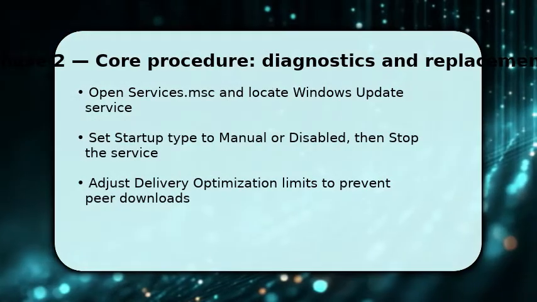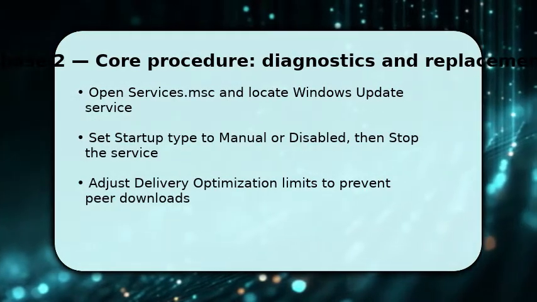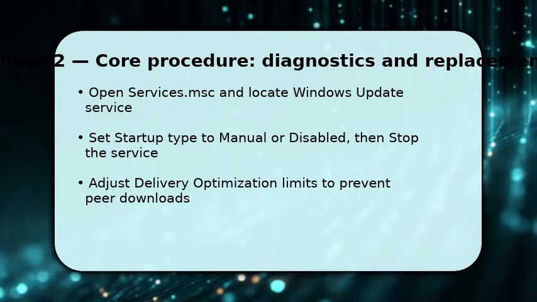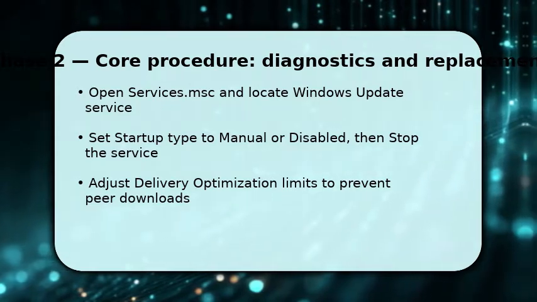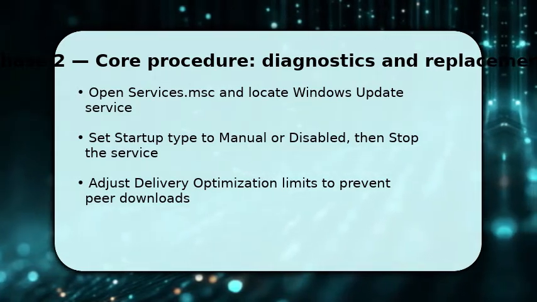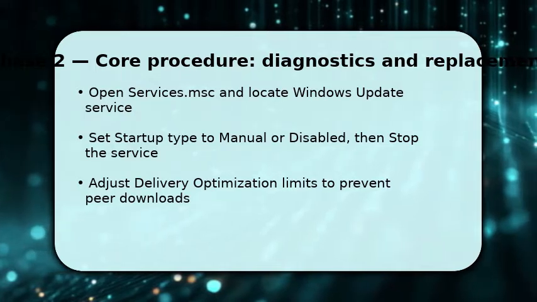Next, you tackle background delivery. Press Windows plus R, type services.msc, and find the Windows Update service. Set its startup type to manual or disabled, then click Stop to halt automatic checks.